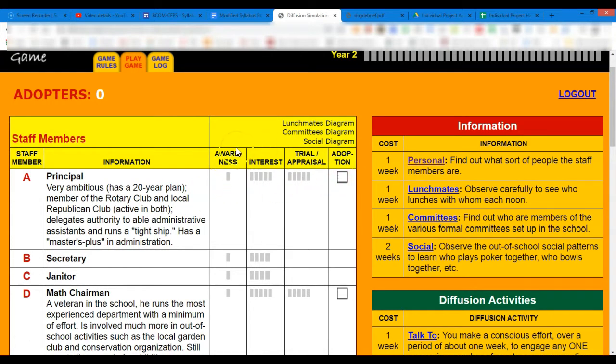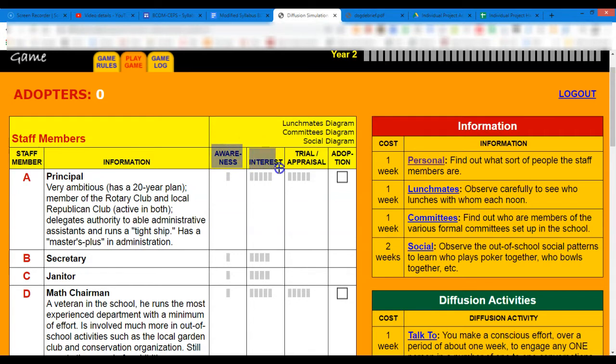Before this, what you are asked in this task is the following phases. Let me get the highlight, for different phases. The principal here must have an awareness. Without awareness, he cannot adopt your peer tutoring program. Even if he might have an interest, he might be aware of your program, but he might not be interested.